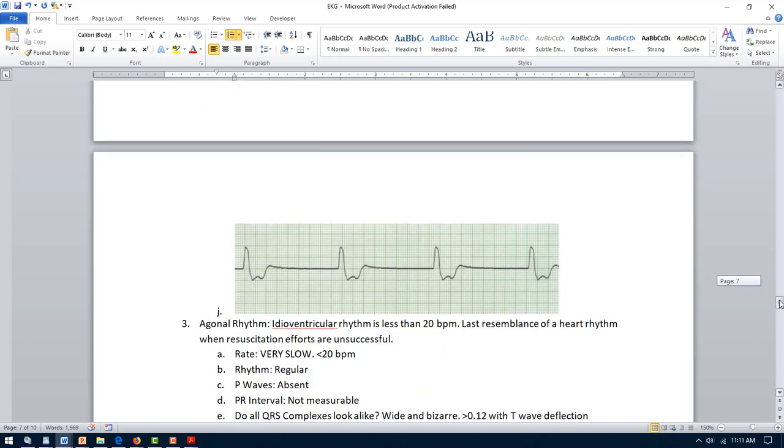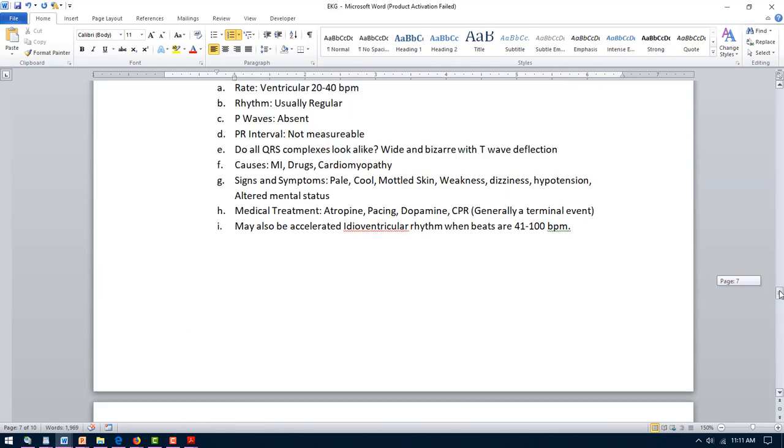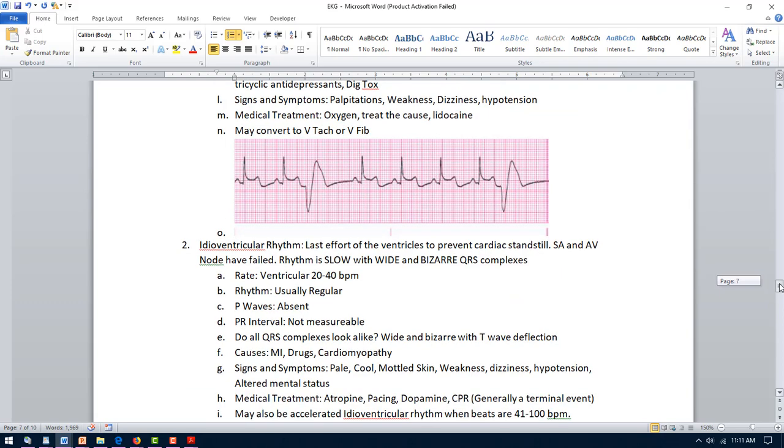Alright, idioventricular rhythm. That's what it looks like. It's ST depression on that one. So the biggest thing here is the SA node has failed, the AV node has failed, so those impulses are coming from way down in either the bundle branches or the Purkinje fibers, so it's going to be slow. This is one of their last steps before the heart just completely quits. So you're going to see ventricular rates because the atria aren't contracting anymore. The ventricular rate is going to be 20 to 40.